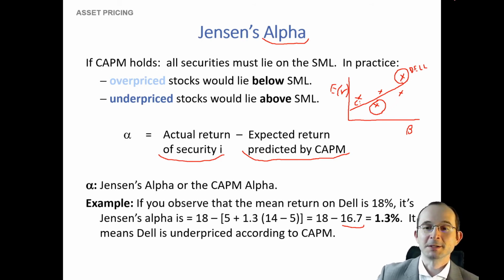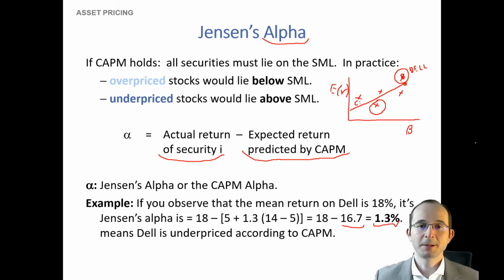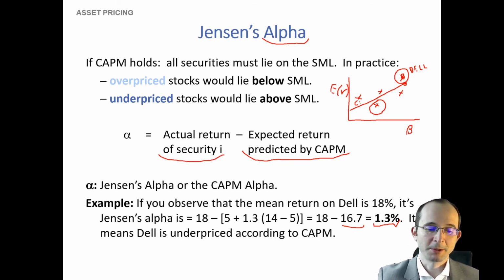And what is the alpha of Dell then? Well, it's just the difference between the expected return according to the CAPM, which would be on the SML here, and the realized return that we observe to be 18% there. 18% minus 16.7% is 1.3%. So being above the security market line, this particular risk asset would be underpriced.